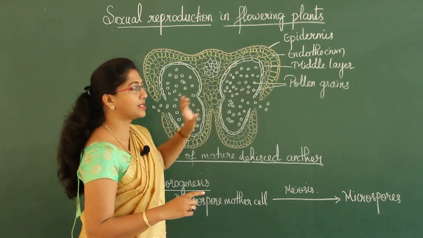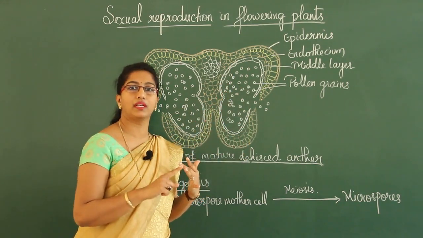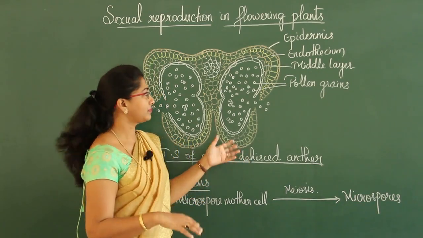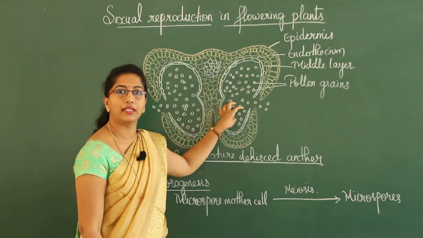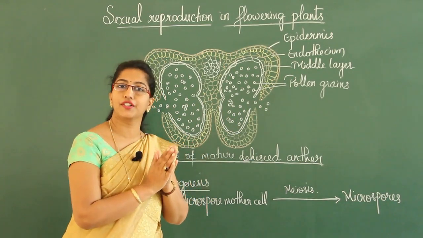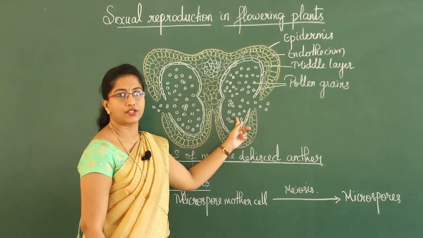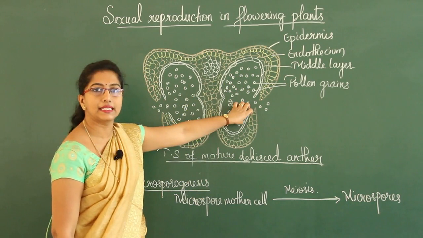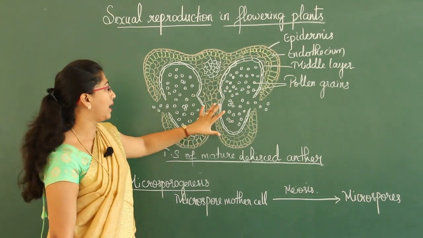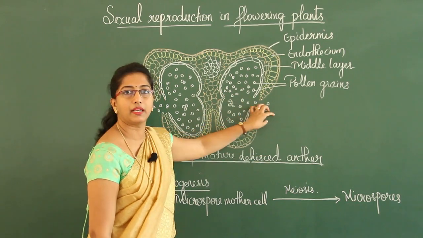Here if you see, there is a single compartment in each lobe, and this we call as pollen sac. Now we don't call it as microsporangia, we call it as pollen sac. So pollen sac contains pollen grains. In the microsporangia, if you recall, I told you there is a mass of tissue called sporogenous tissue, which has developed into pollen grains. So you will see pollen grains in these pollen sacs. This will be the structure of matured, dehisced anther. You can see the pollen grains are coming out.